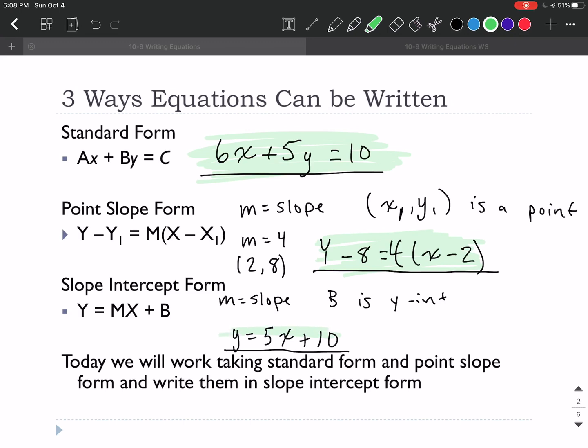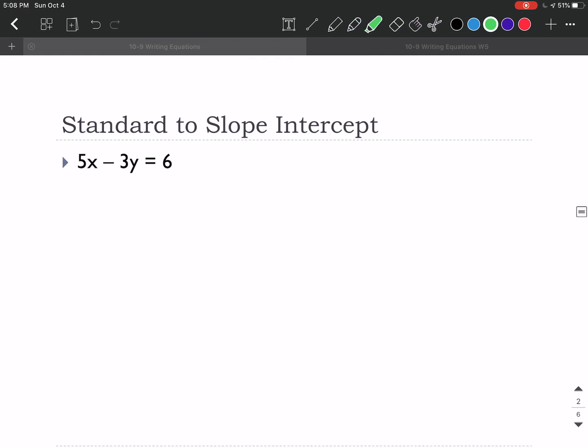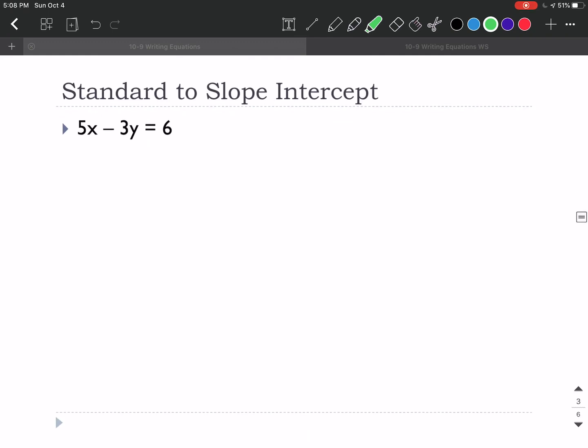So today, what we're going to do is we're going to be given standard form and point-slope form, and we're just going to rewrite them in slope-intercept form. So first thing with standard is how we want to look at it is from standard to slope-intercept. Think of it as solving for y, or as some of us like to say, get y by itself.